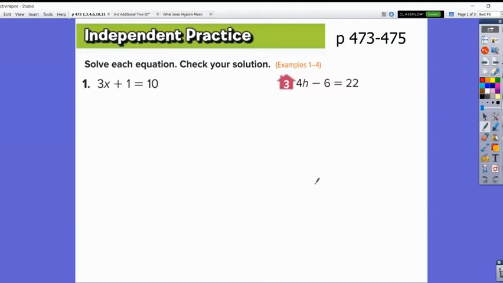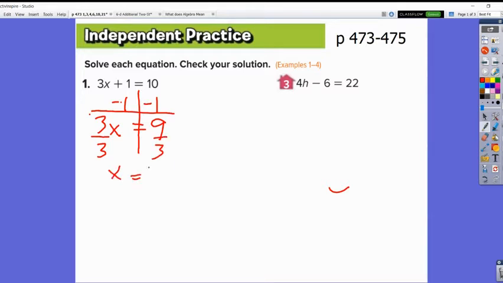Answers to last night's homework. All right, so straightforward two-step equation here, number one. Subtract 1 from both sides. That leaves me with 3x equals 9, and divide both sides by 3. X equals 3. Your check.